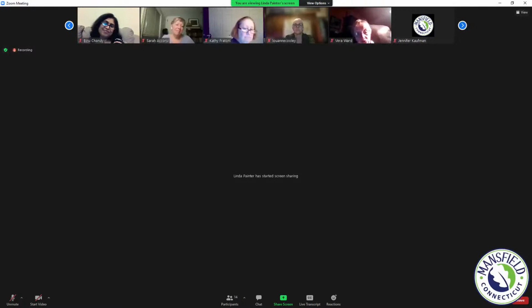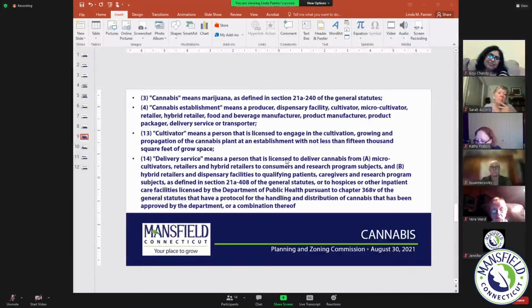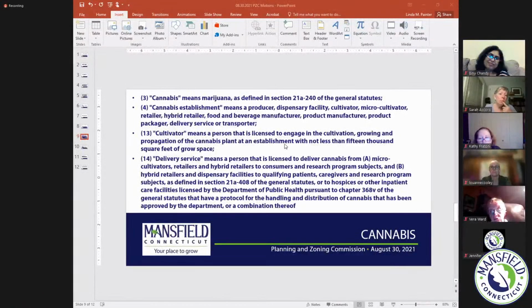Well, another part of town would be the southern part, the Eastbrook Mall area. So you have a cultivator that's not less than 15,000 square feet of grow space.